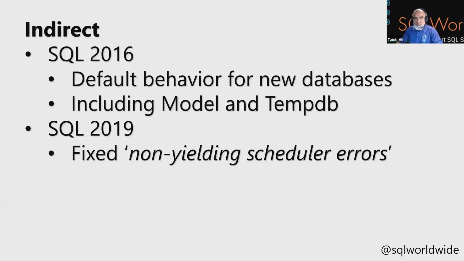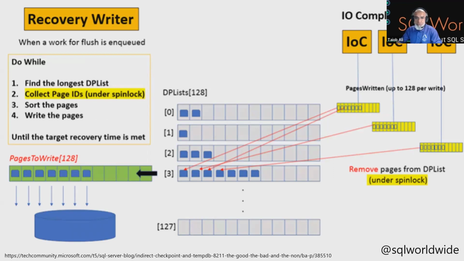Make sure you keep in mind that you've brought this setting back when you're doing a backup and restore. Indirect checkpoints are the default in 2016. If you are restoring, you have to manually do that. In 2019, there was a major fix for non-yielding scheduler errors. I'm not going to go into details of that, but this is a copy-paste of a picture from this URL, and it explains in detail how indirect checkpoint works. There have been some improvements in SQL 2019, especially around the contention that I mentioned before.